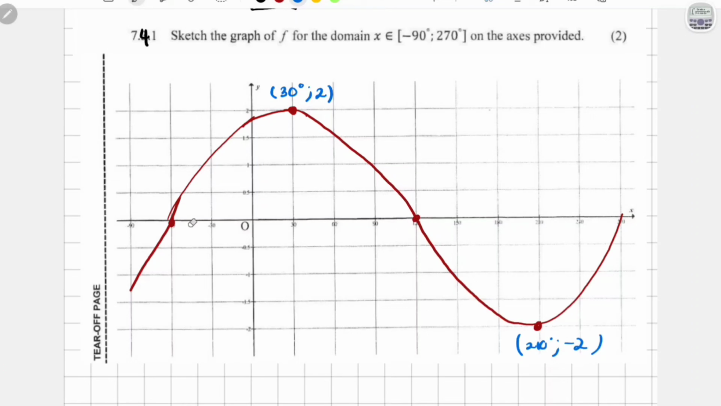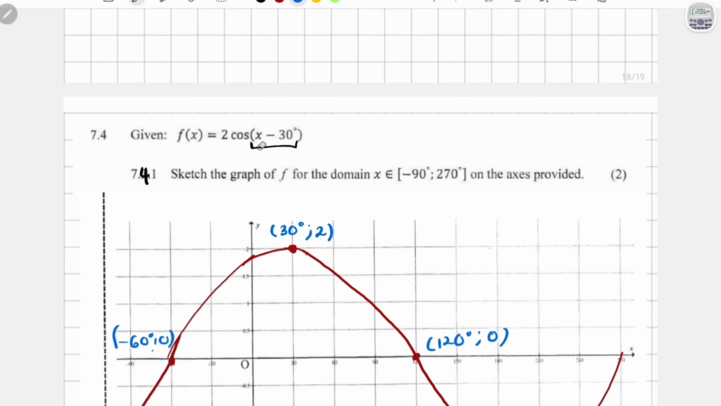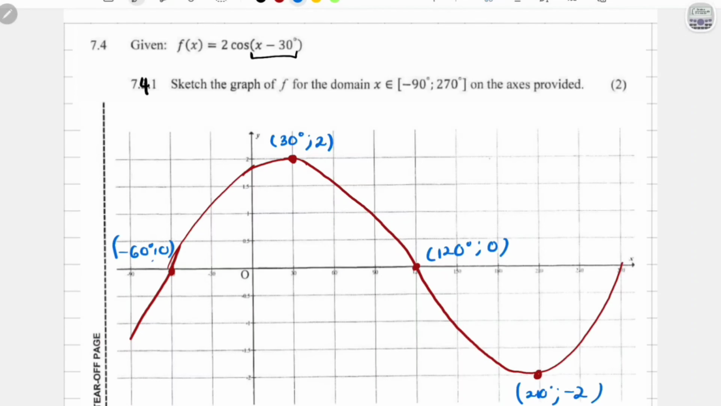And of course, the x-intercepts, those would be important things. The y-intercept is not really very clear because it's not going to be a particular value, it may be something that has decimals. And then this one is 120 degrees. So that's going to be 120 degrees and 0 as the y value. And then this would be negative 60 degrees and 0. Okay, so it's just thinking about what the original one looks like, and so what does this one look like depending on how it was shifted? Okay, so that is 7.4.1.